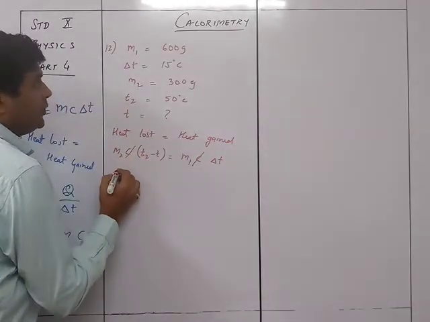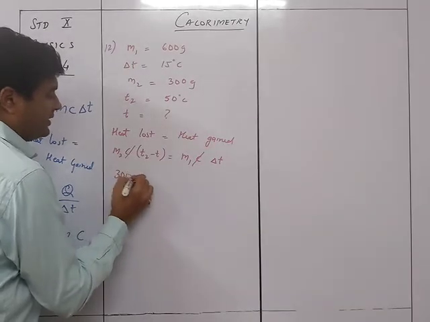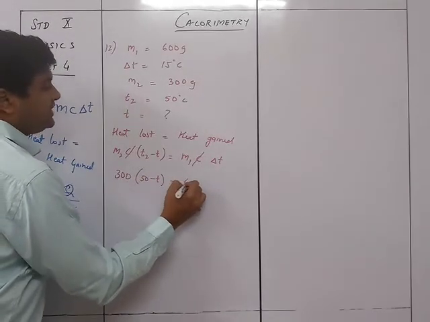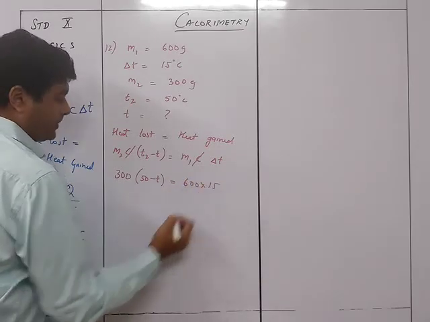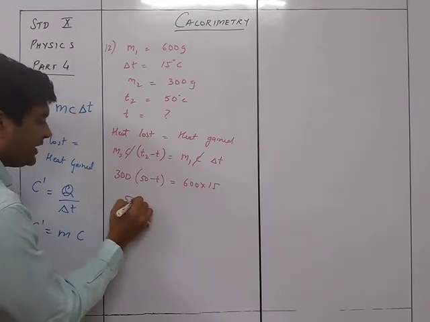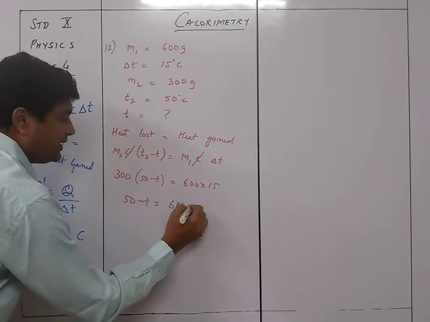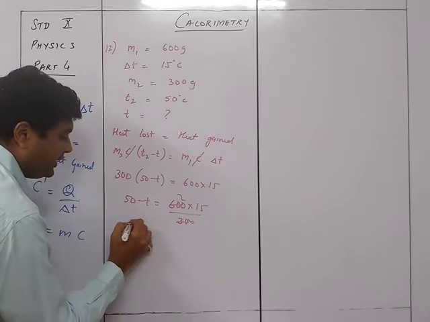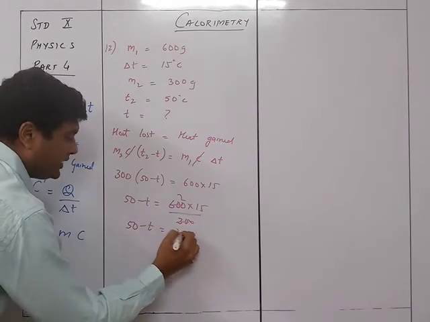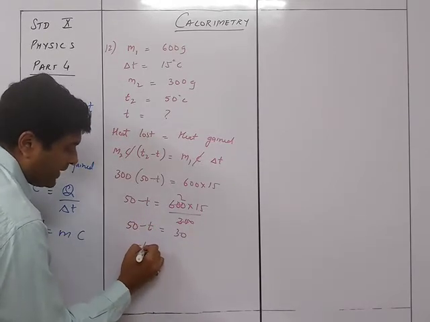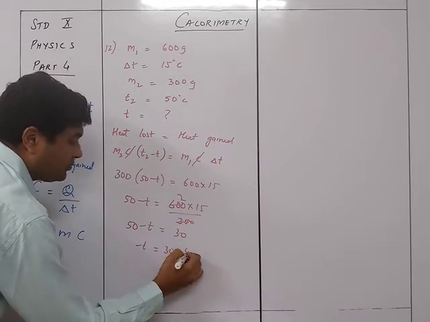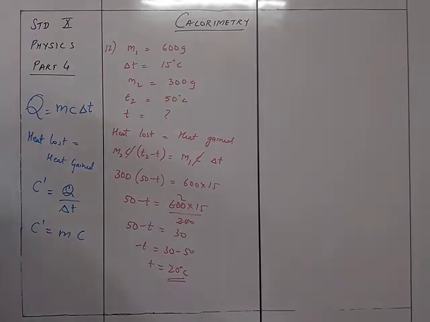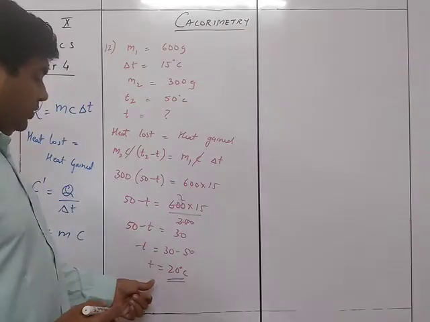So C gets cancelled. We get 300 times (T2, which is 50, minus T) is equal to 600 into 15. So 50 minus T is equal to 600 into 15 upon 300. So that will be 50 minus T is equal to 30. That gives minus T is equal to 30 minus 50. So T is equal to 20 degrees Celsius. So the initial temperature was 20 degrees.